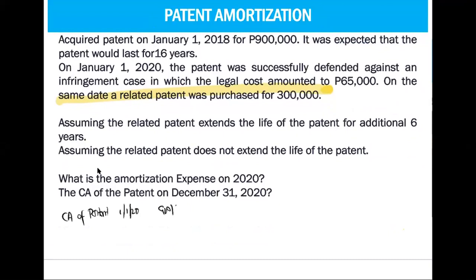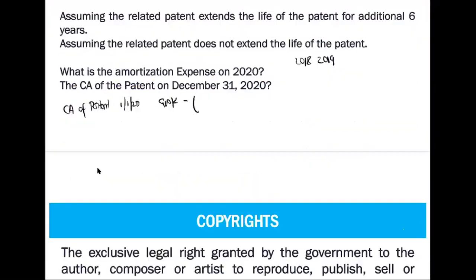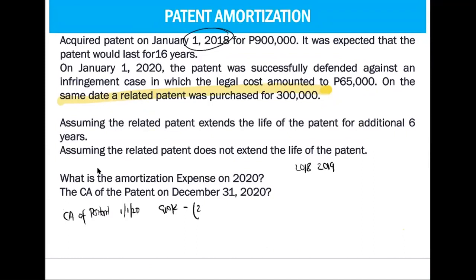Okay. So since we have 900,000, we need to deduct how many years of patent amortization. So 2018 and 2019. For 2018, we have January 1. 2019, we have 1 year again. So 1 year, 1 year. So we have 2 years of patent amortization.